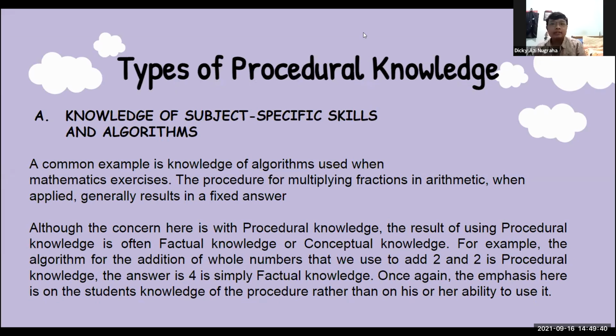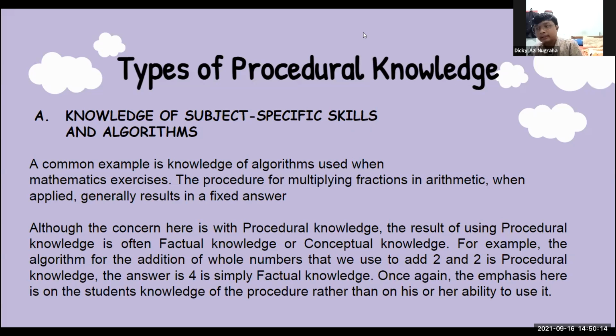The procedure for multiplying fractions in arithmetic, when applied generally, results in a fixed answer, of course, because every person who makes this procedure of multiplying fractions is going to do the same thing, do the same procedure. That's why the answer is going to be fixed. And the concept here is procedural knowledge. The result of using procedural knowledge is often factual knowledge or conceptual knowledge.